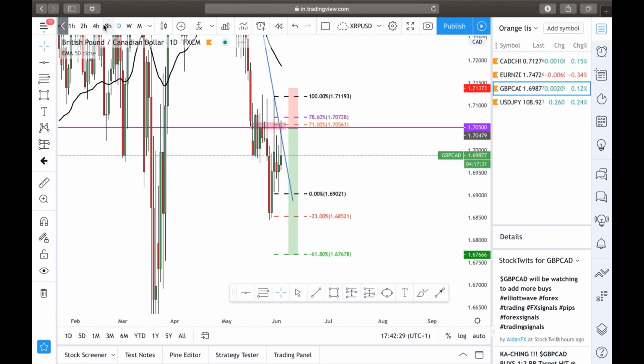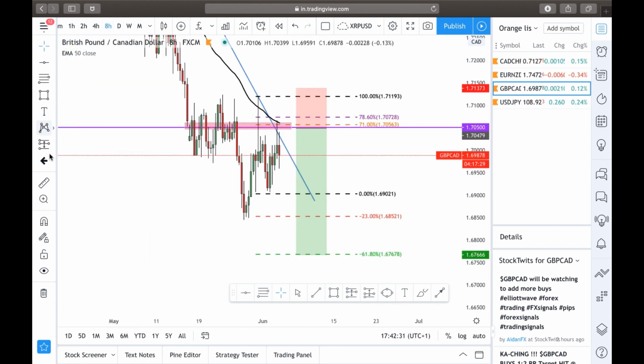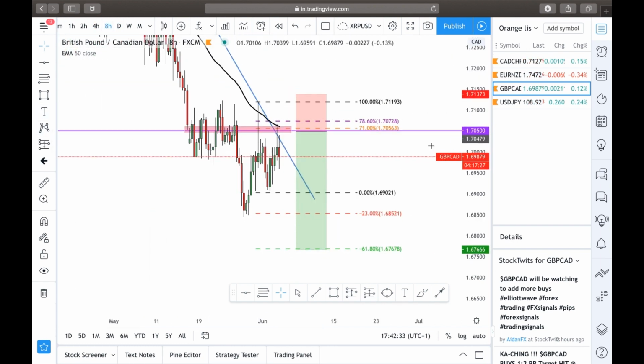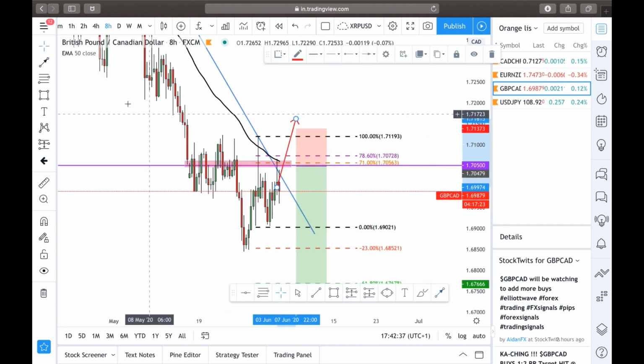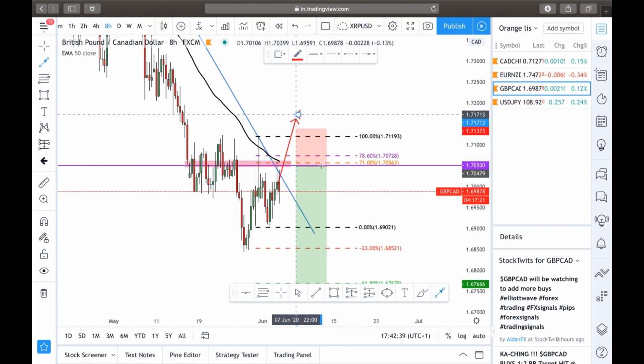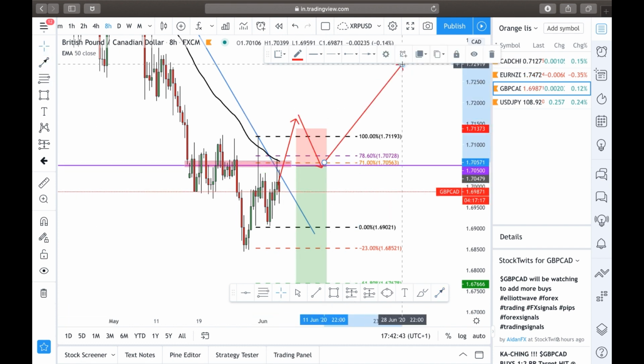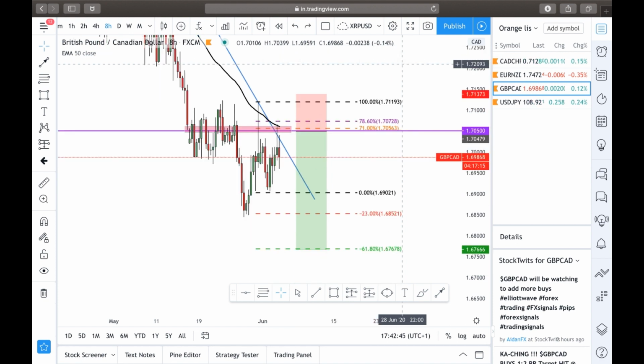Obviously, our stops are there. Please be wary. This also could break and shoot to the upside. So if it does do this, it'll probably do something like that, and then shoot up like that. So that's the second option, but the first option is the preferred one.